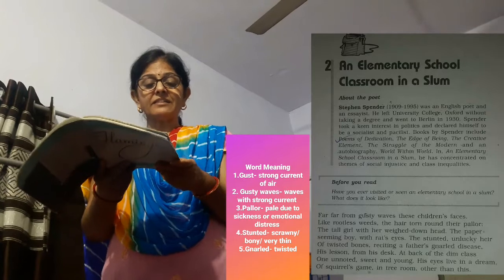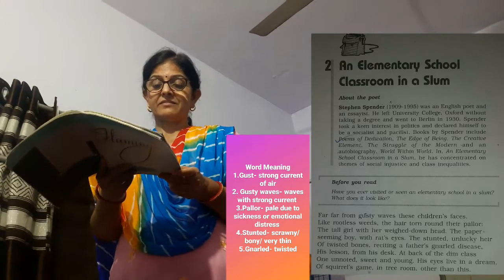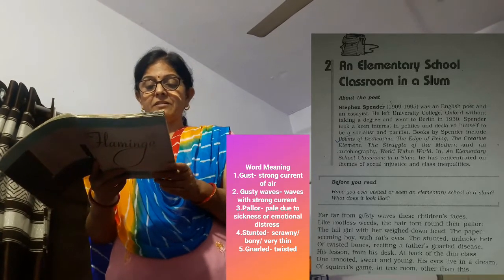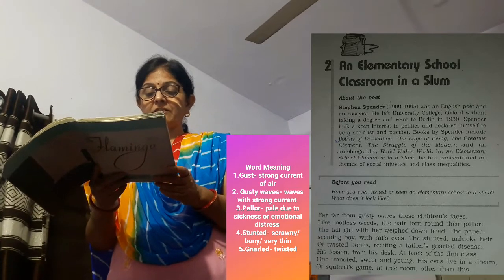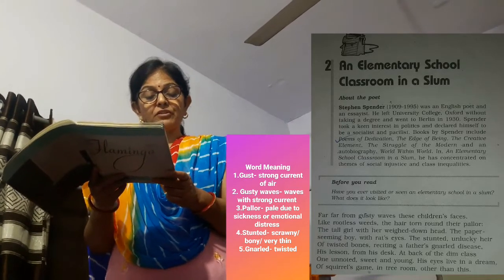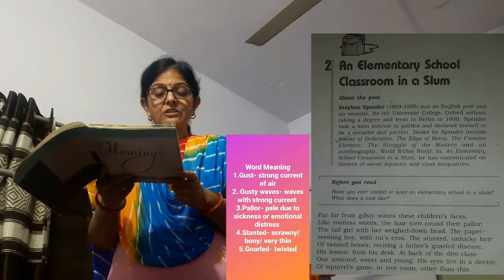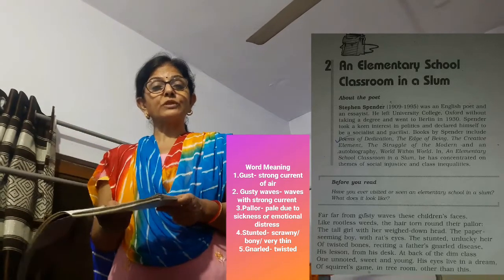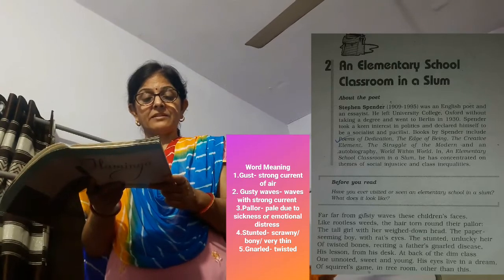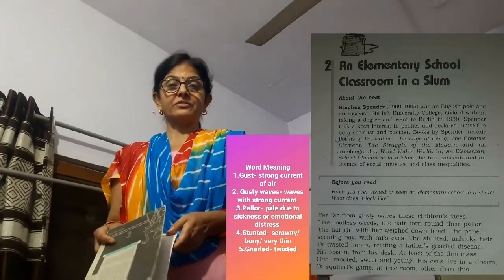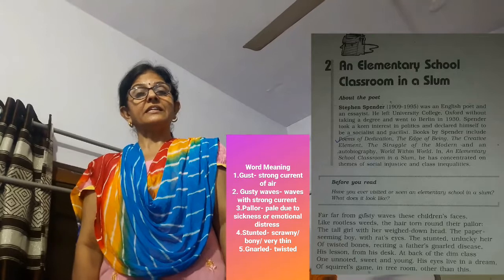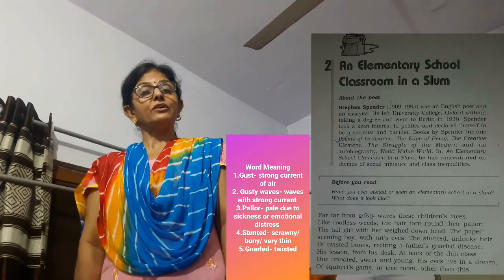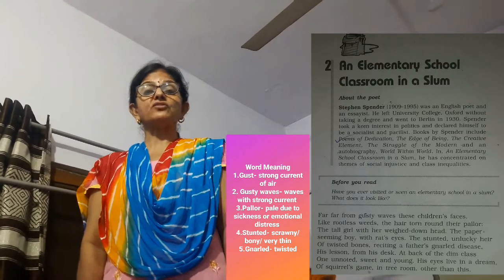So here there is comparison between the torn hair around the pale faces of the children and rootless weeds. And to show the comparison, the word like is used. So children, here there is a figure of speech. Which figure of speech? Simile.